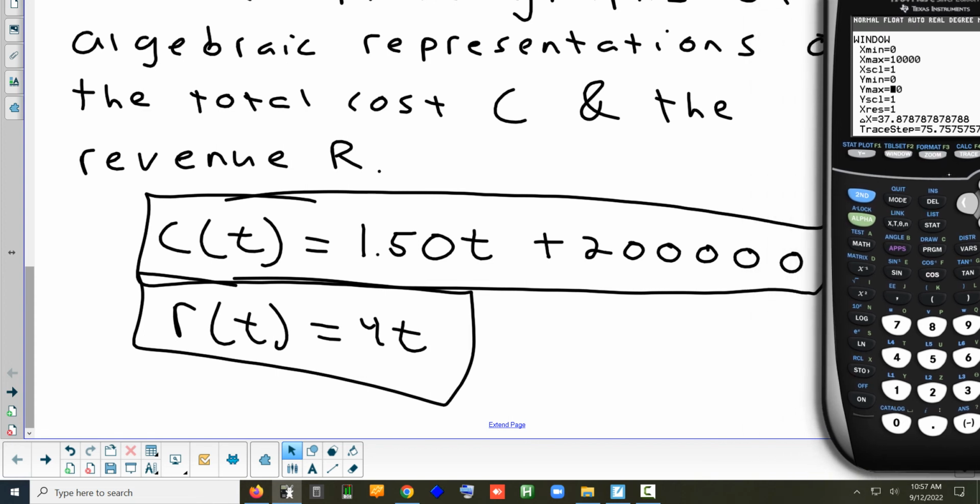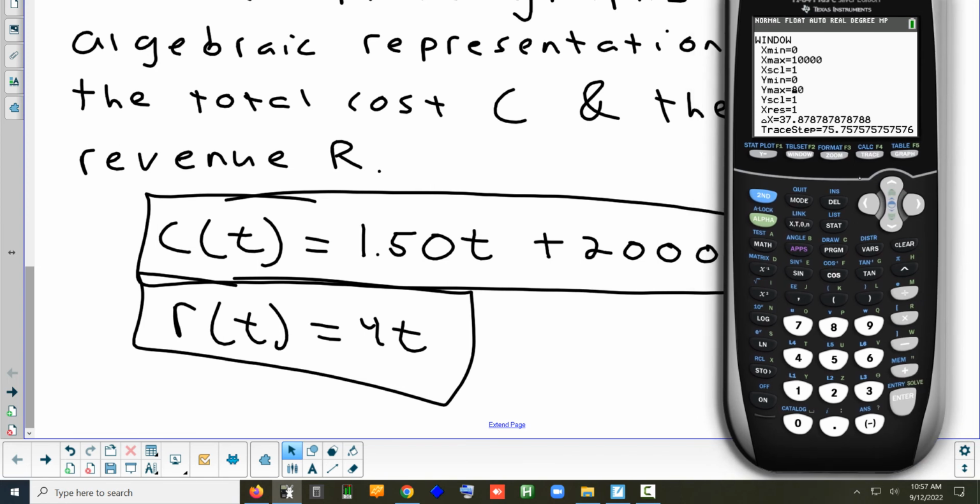But what should my Y max be? Yep. A little over 200,000. Yeah, we need to go over 200,000 because our cost has a y-intercept of 200,000. So I would probably even do, now let's just try 250.